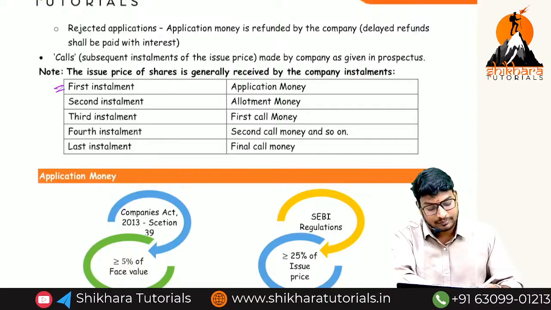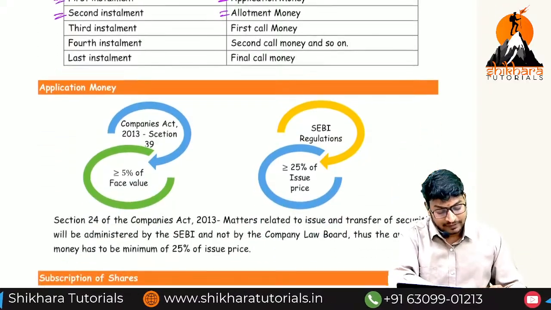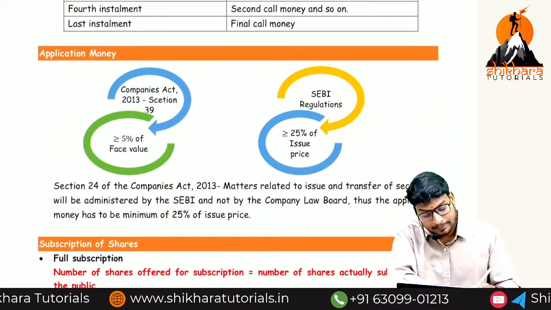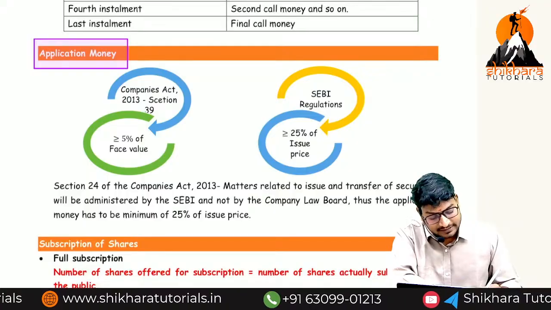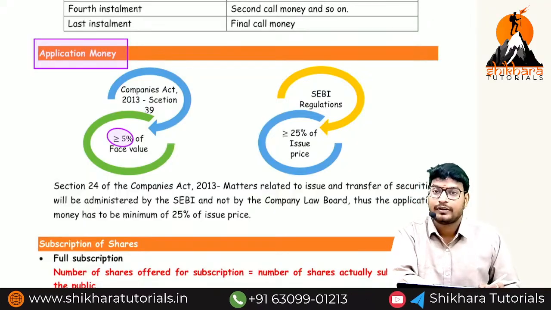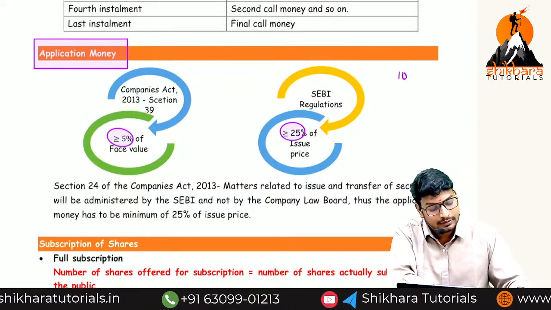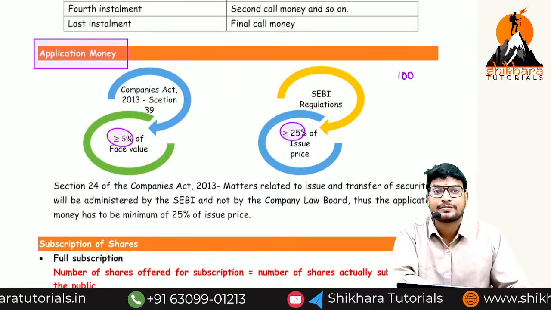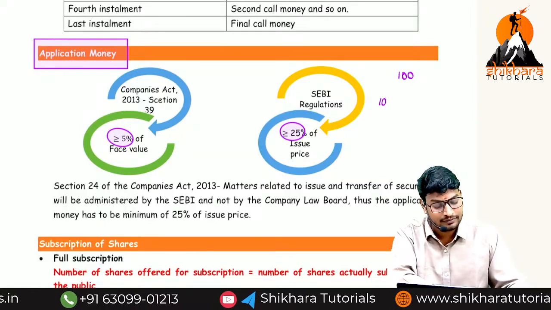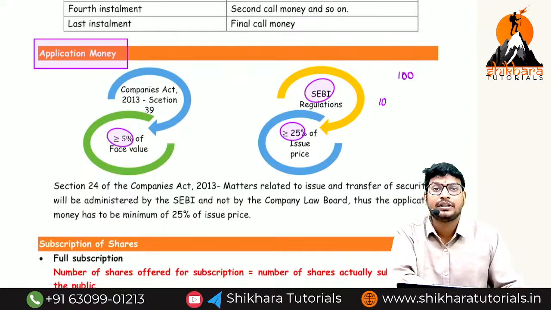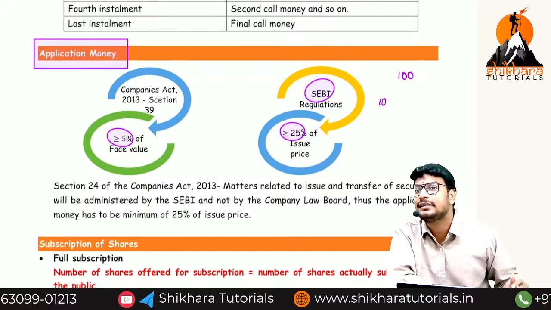We know the first installment is application, second installment allotment, then first call, second call, and final call. Next there is an important point: the application money. As per the Companies Act, it should be greater than or equal to 5%. As per SEBI, it should be greater than or equal to how much? 25%. For example, our face value is 100 rupees. As per the Companies Act, 5 or above, so we can put 10. If you follow SEBI, we need to put 25. So minimum 25 rupees is the application money, 25 or above, and it should not be less than 25.